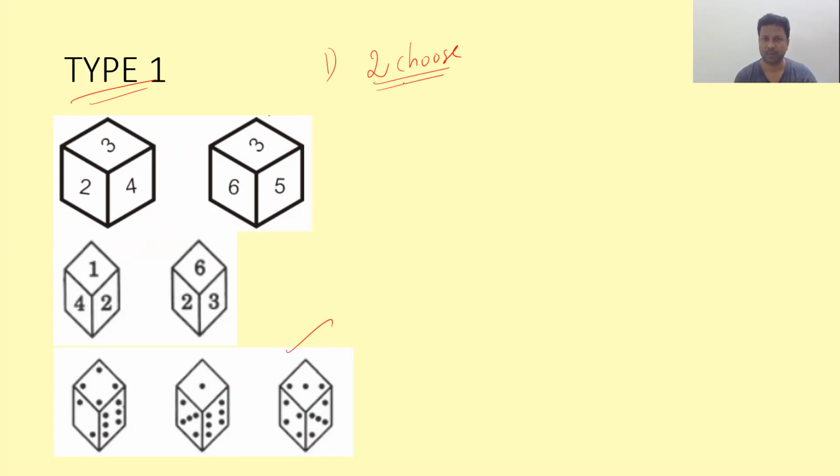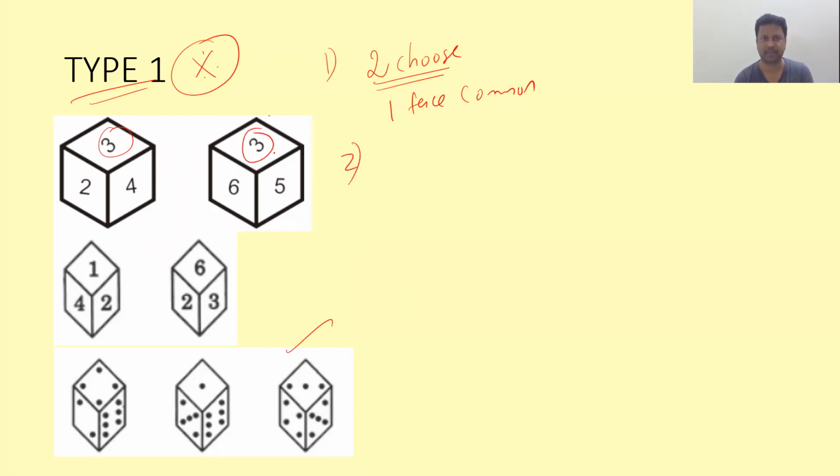So in those two, what is the condition? In those two dice, only one face must be common. So in that manner you want to choose two dice. Very important: in type number one, most of the questions are asked from type number one. While choosing two dice, only one face must be common. See these two dice. In these two dice, which is common? Number three is common. Only one face is common. So that is the first step.